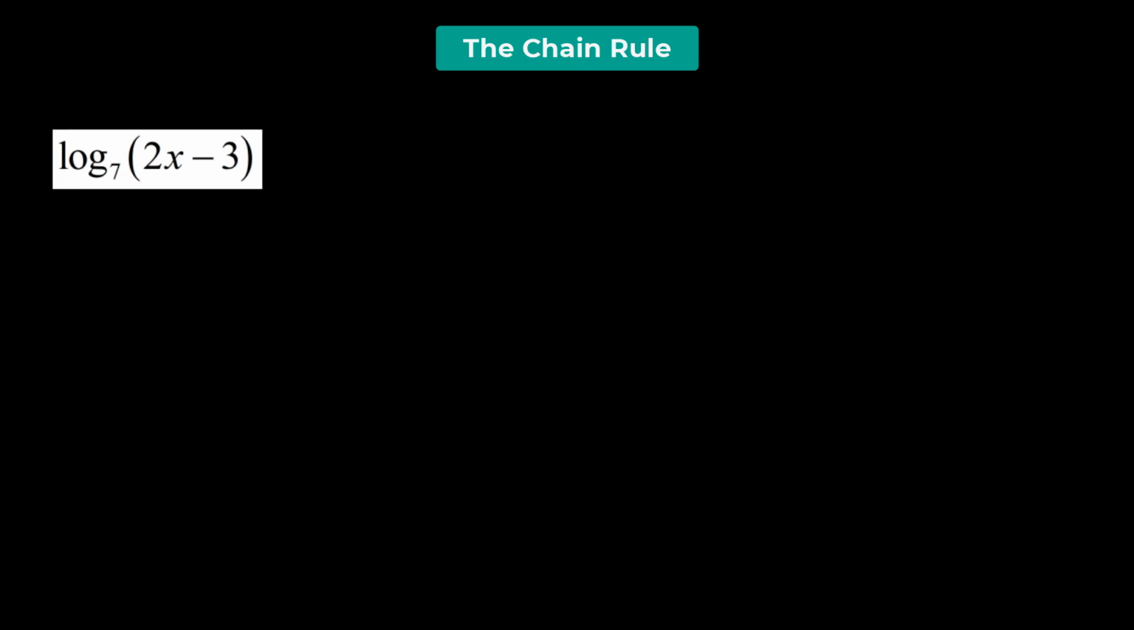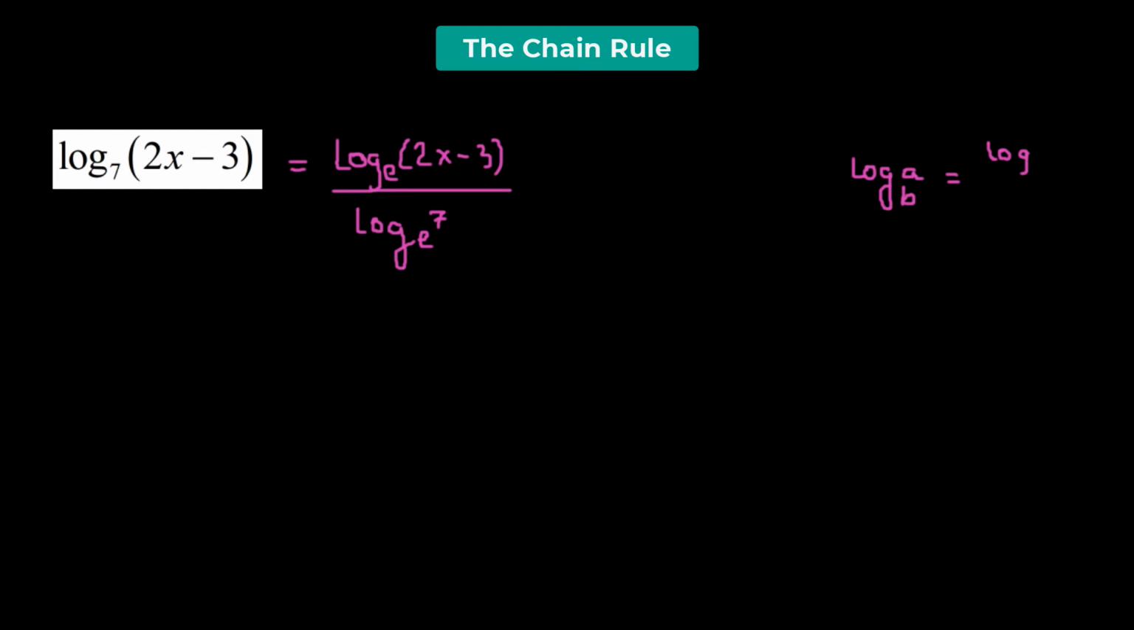So here we have logarithm of 2x minus 3 to the base of 7, and we need to find its derivative with respect to x. But first we need to change the base of the given logarithm. So this can be written as log of 2x minus 3 to the base of e divided by log of 7 to the base of e. So here we have applied the property that log of a to the base of b is equal to log of a to the base of e divided by log of b to the base e.